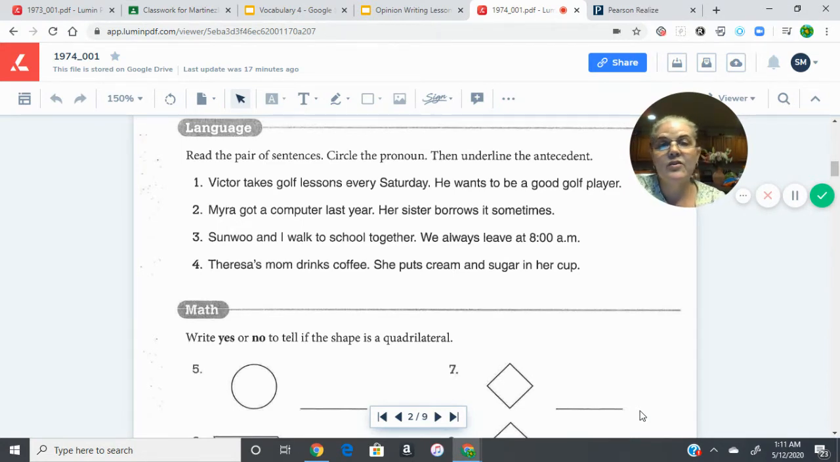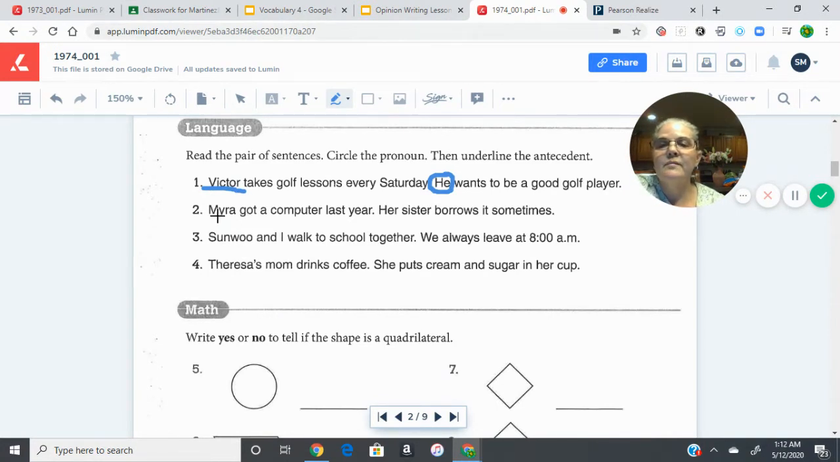So we've already done this in our grammar. If you do need to get out your book. But remember, a pronoun replaces a noun. And then the antecedent would be what it's talking about. So Victor takes golf lessons every Saturday. He wants to be a good golf player. So we're going to circle the pronoun. And so we're looking for the pronoun. So it looks like we have he. And who is he? Victor.